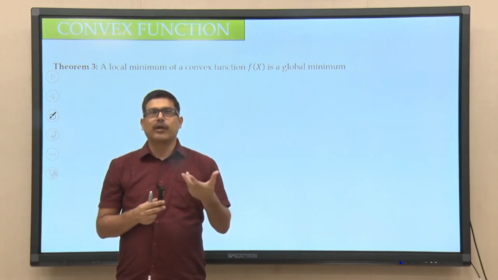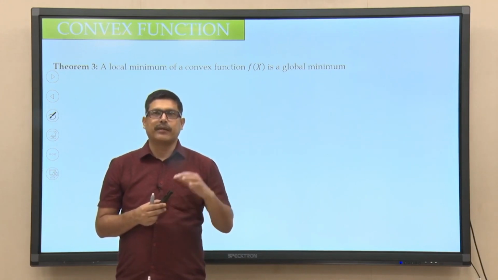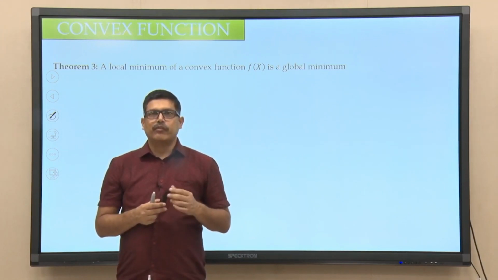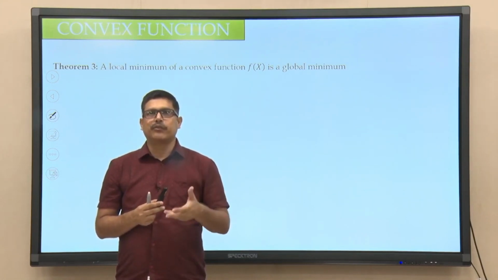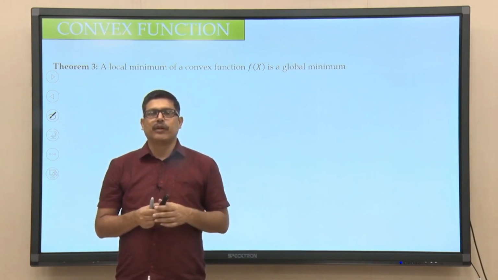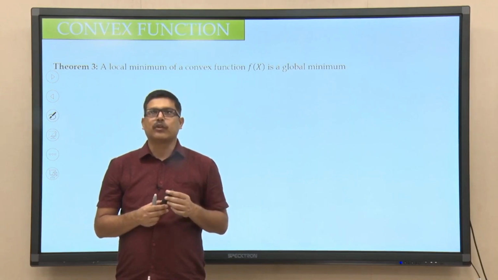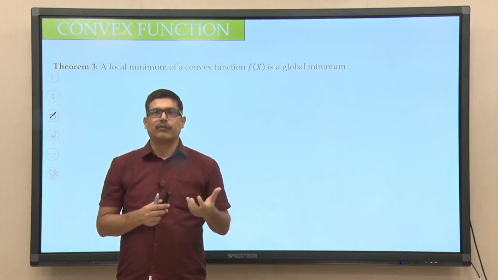as well as the global optimal solution, because you have only one optimal solution, either a minimum or a maximum point. Therefore, if your function is a convex function, then whatever local minimum you have will also be a global minimum. So, with theorem 3, we will prove that a local minimum of a convex function is also a global minimum. That means there is only one optimal solution, which is local as well as global.